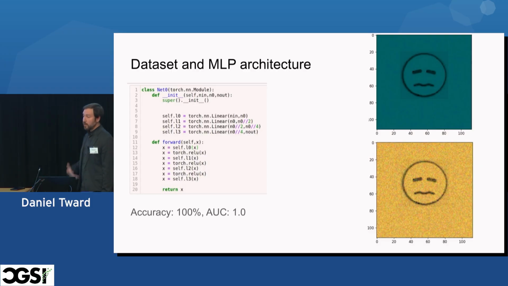We can train a neural network using standard approaches, and we get an accuracy of classifying these faces. I added some random color and random noise to them. We get an accuracy of 100% and an area under the receiver operating characteristic of 1. So this is absolutely perfect.